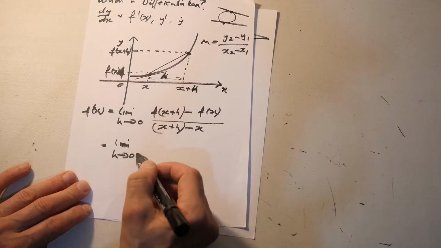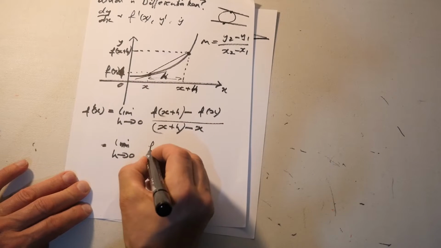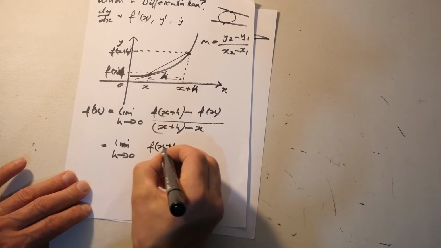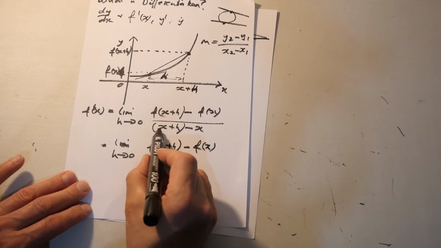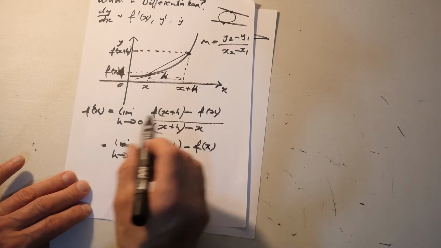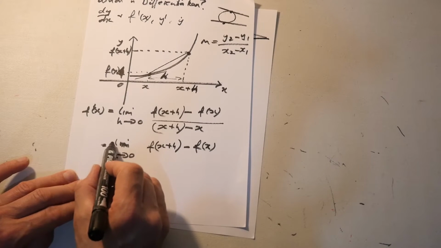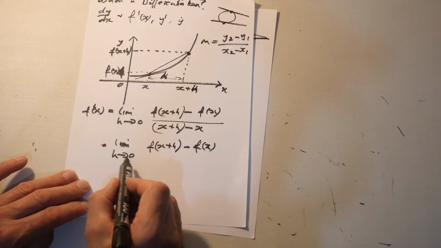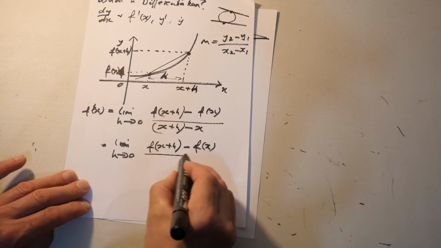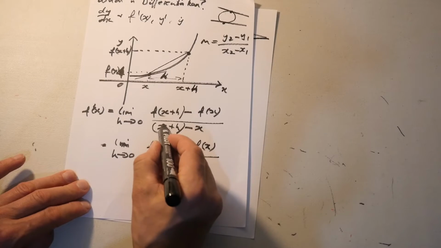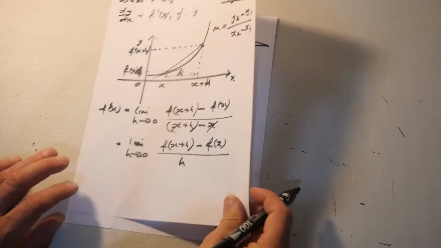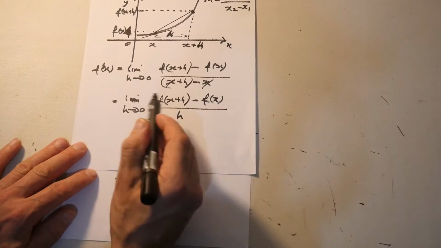So, the limit as h tends to 0. I'm writing a limit, as h tends to 0, that divided by x plus h minus x simply leaves h. The x is cancelled. That's what the limit's right. Sorry, I'm waffling away about this part.